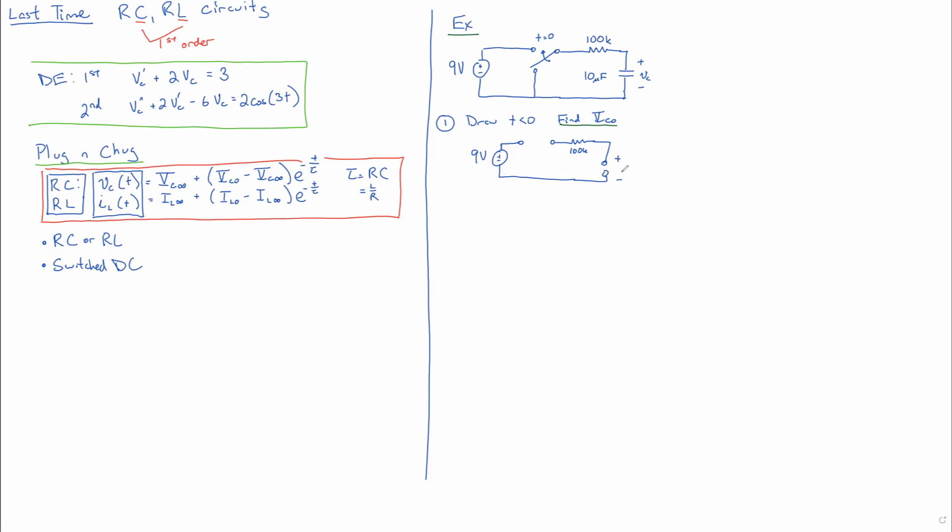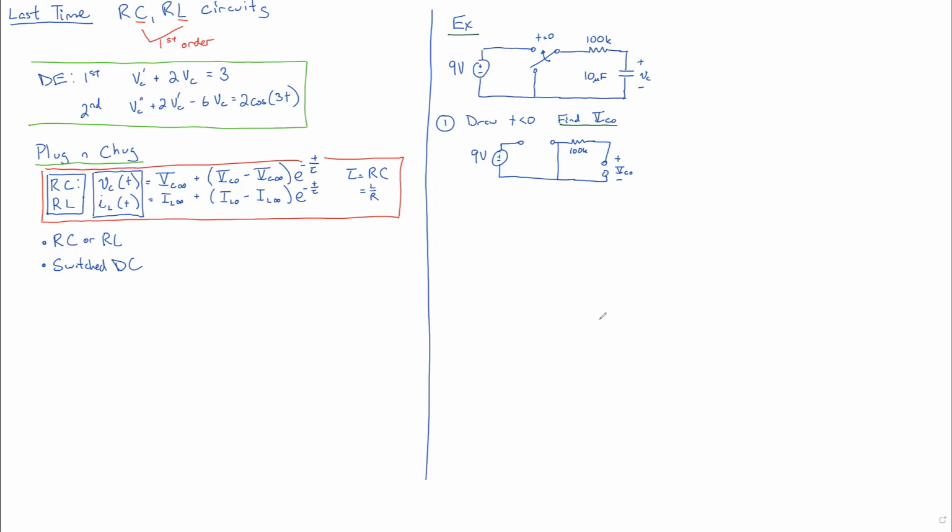Capacitors become opens, inductors become shorts, and in this region, it's VC naught. That's right. So we need to find VC naught, and I didn't finish drawing this thing, did I? There we go. Okay. Why is that 9 volts not affecting anything?